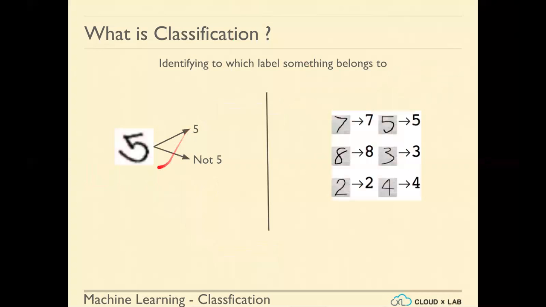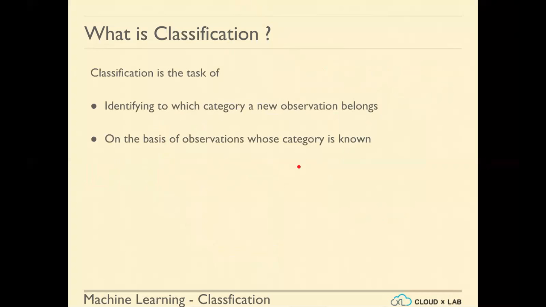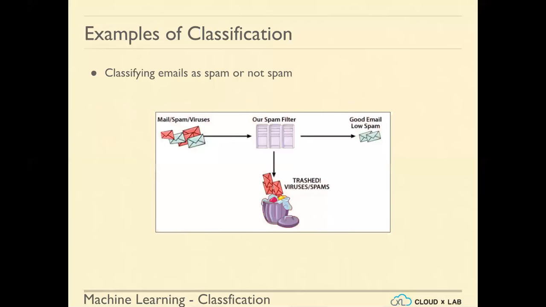So whether this image is 5 or not 5, this is classification. Or whether this is 7, this is 8, this is 2, this is 4, this is 3. Identifying the digits is a classification problem. So classification is the task of identifying to which category a new observation belongs. On the basis of observations whose category is known, basically we have the observations whose categories are known, and based on that we want to predict something.